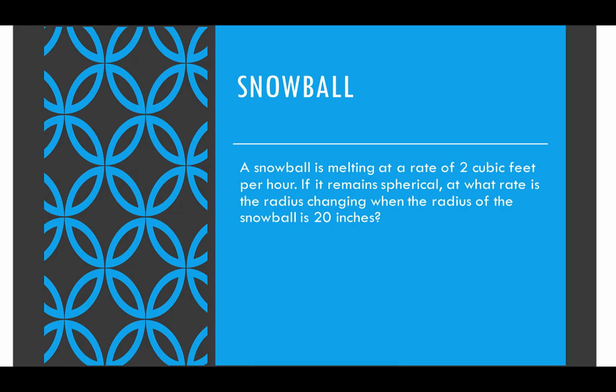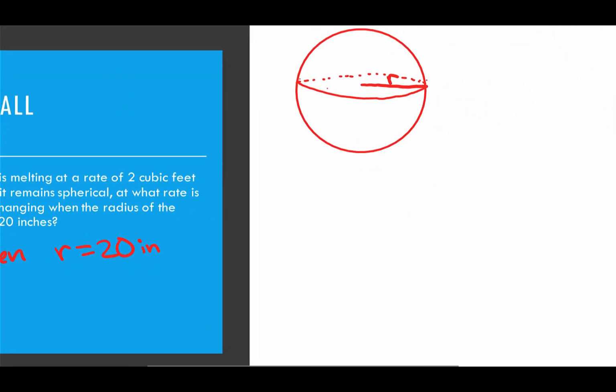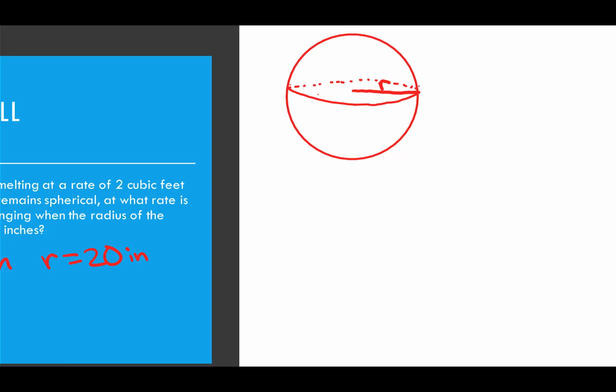If it remains spherical, which it never would, but we're just going to pretend, at what rate is the radius changing when r equals 20 inches? So we will wait on that until after we take a derivative. All right, so let's see what we're going to do on this problem. Let's move over. You can see we made ourselves a little circle, but turn it into a sphere, and we can pretend that this is our snowball that will be melting.